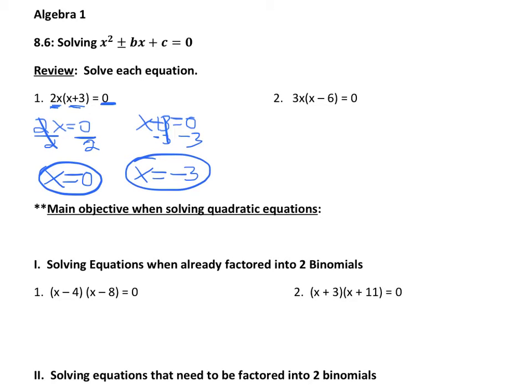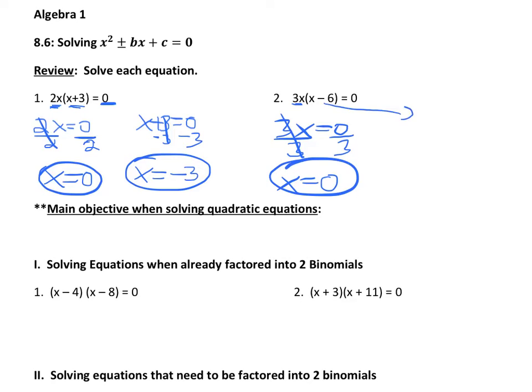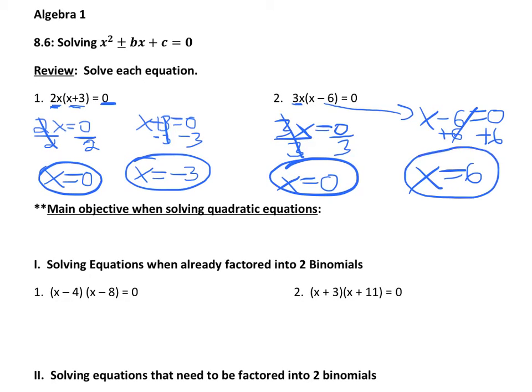If I go to number 2, well, I just take, this is the GCF, 3x. I set that equal to 0. Okay, I'm going to solve for it. Divide by 3, cancels. 0 divided by 3 is 0. So that's a solution. And then the x minus 6, we take that, set that equal to 0. So you add 6 to each side, and x equals 6. So 0 and 6, those are the two solutions.